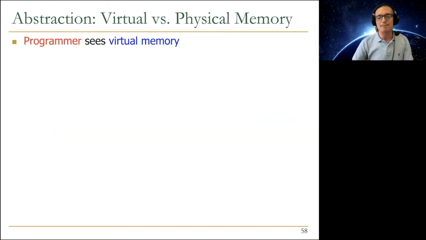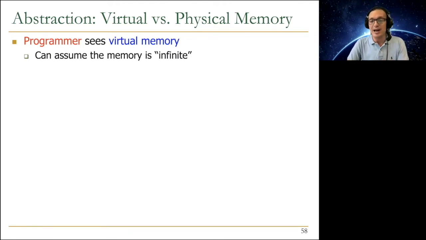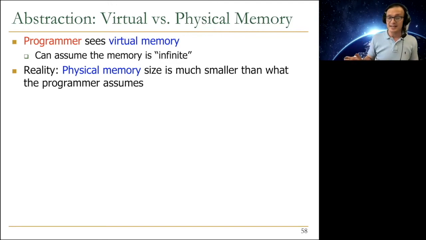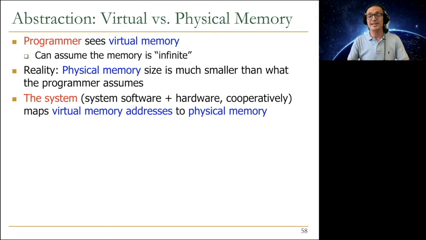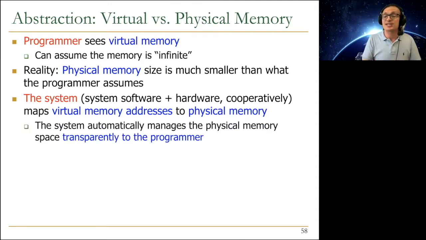But before I jump into the physical organization a little bit, I should say the programmer sees virtual memory. We're going to cover virtual memory in one of the later lectures. Basically, this way, the programmer can assume the memory is infinite, or at least large enough to not worry about. In reality, physical memory size is much smaller than what the programmer assumes. The system software and the hardware cooperatively map virtual memory addresses to physical memory and don't involve the programmer in this. In other words, the system automatically manages the physical memory space transparently to the programmer.